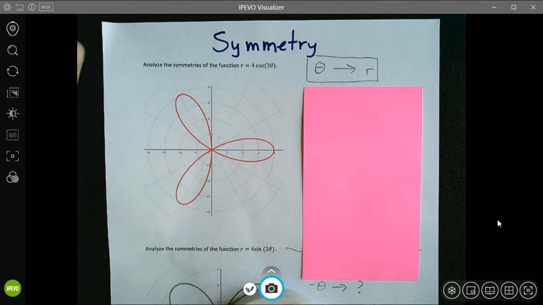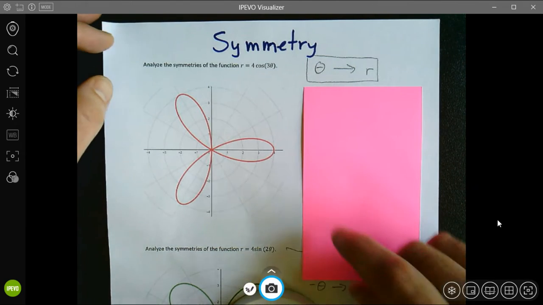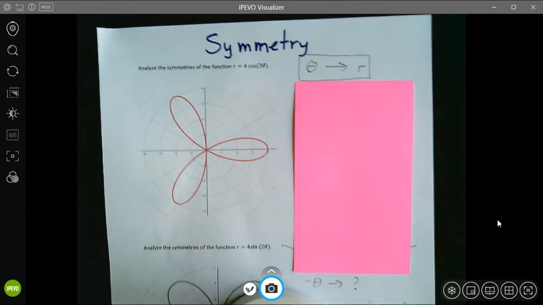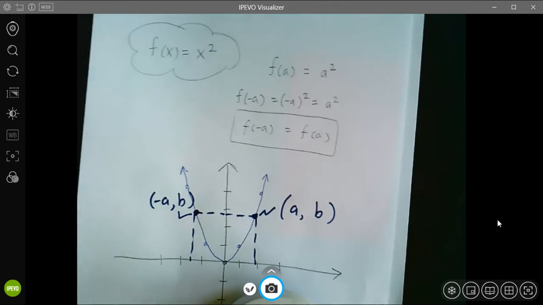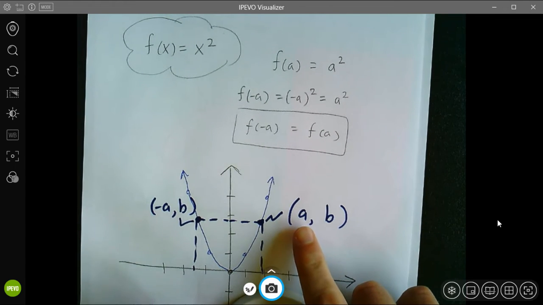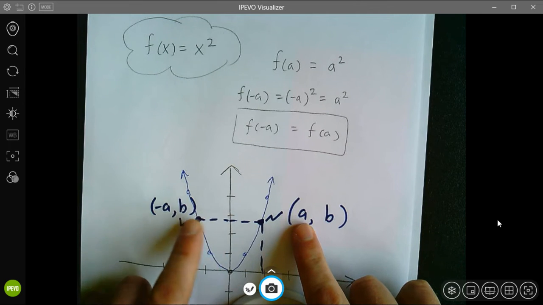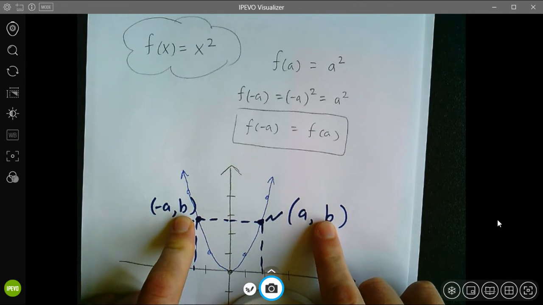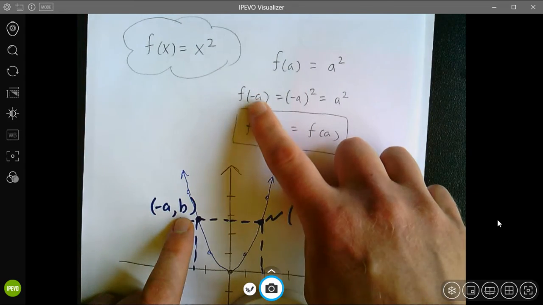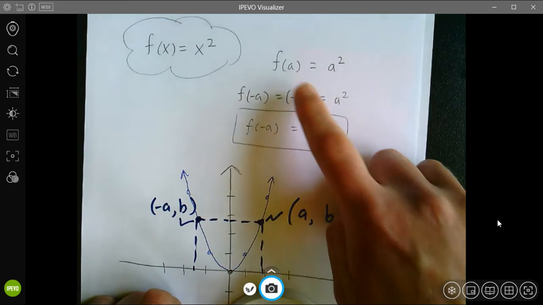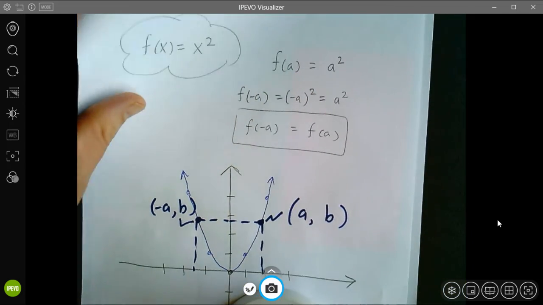Hey guys, in this video I'm going to talk about how to analyze the symmetries of a polar graph. Analyzing symmetry is something you already know how to do for a rectangular equation and a rectangular graph. You know what's going on with even symmetry: input, opposite input, given the same output, and you know how that works in terms of the algebra, plugging in negative a and getting the exact same output that you get when you plug in regular a.